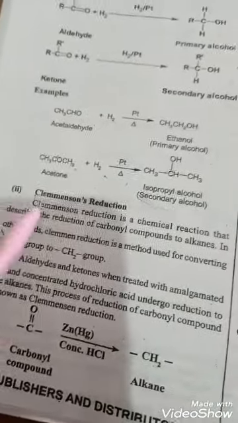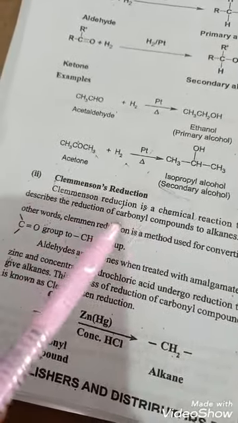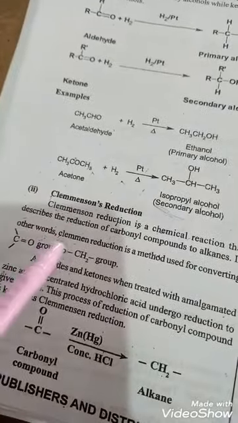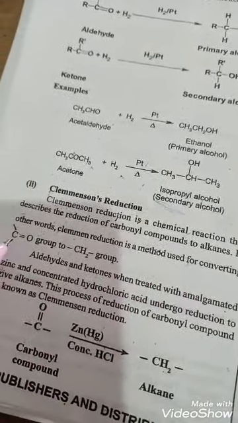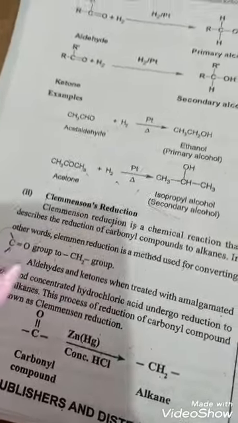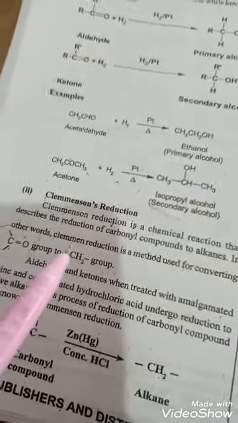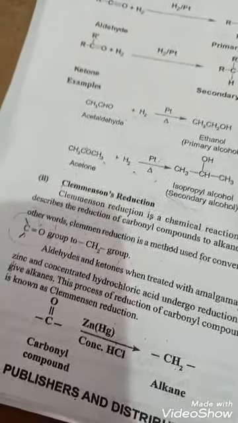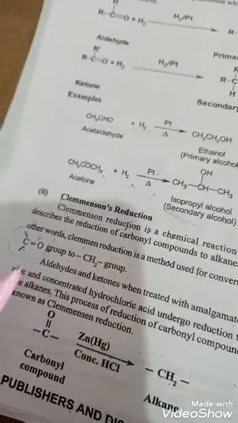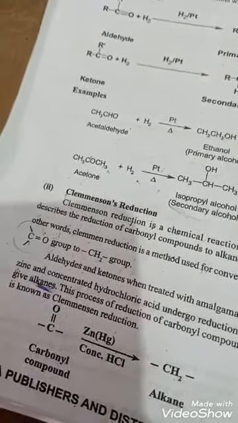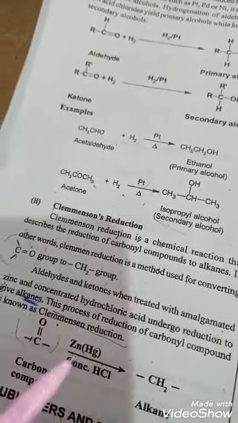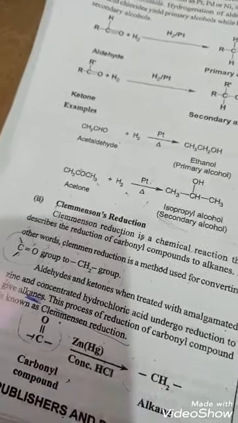What should we take first? Clemmensen reduction is a chemical reaction that describes the reduction of carbonyl compounds to alkanes. In other words, Clemmensen reduction is a method used for converting a C double bond O group to a CH2 group. Okay, this carbonyl group to this alkane group. Aldehydes and ketones, when treated with amalgamated zinc and concentrated hydrochloric acid, undergo reduction to give alkanes. Okay, this is alkane. This process of reduction of a carbonyl compound is known as Clemmensen reduction. Carbonyl compound with Zn amalgam and concentrated HCl, what happens? Alkane is formed.